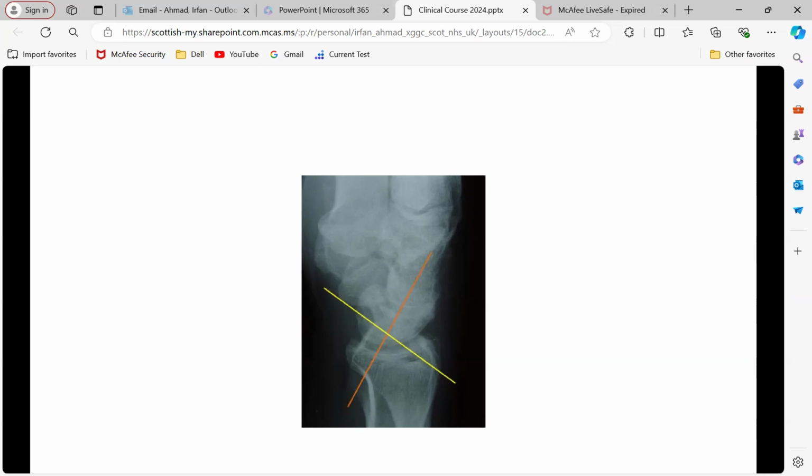So scapholunate angle is increased, that you are right, but how does this make VISI deformity? Sir, not sure, scapholunate angle? Okay, that's fine. Do you know the normal scapholunate angle? No, sir, forgot it. Okay, so do you know what is DISI and VISI deformity?